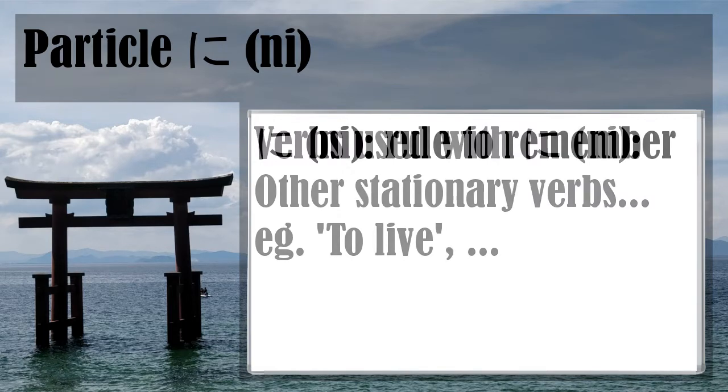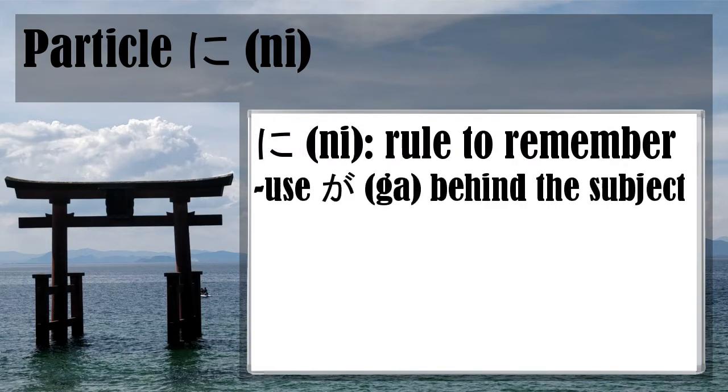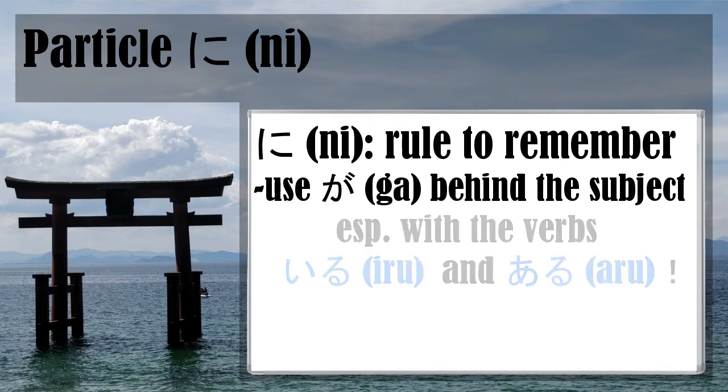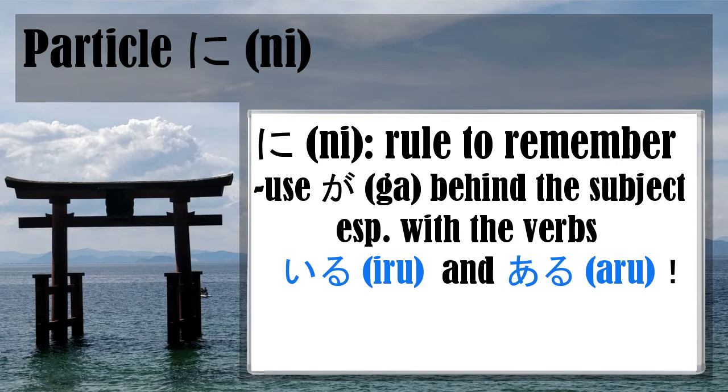Also, one last thing, you should try to use ga for indicating the subject of the sentence instead of wa. It's a rule you need to remember with the verbs iru and aru. You tend to have to use the particle ga instead of wa. There's not much logic behind it to explain.